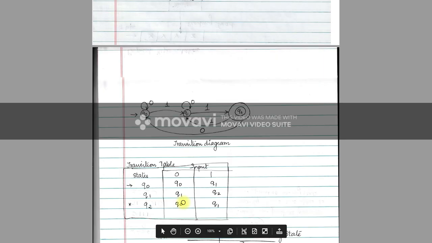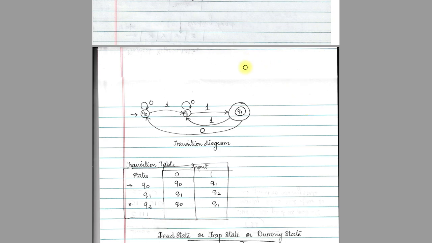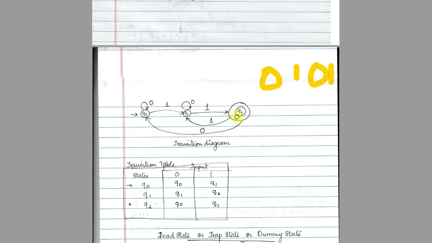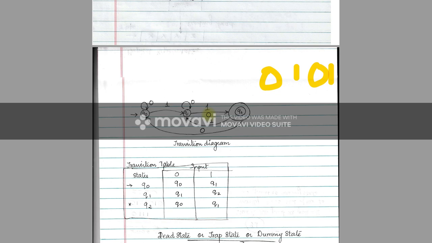Okay. Now consider this transition diagram. Suppose I'm going to see whether this string, 0 1 0 0 1 0 1, is acceptable by this machine or not. I need to see whether this string is accepted by this machine. So obviously we can say: design a machine which accepts the set of all strings ending with one.